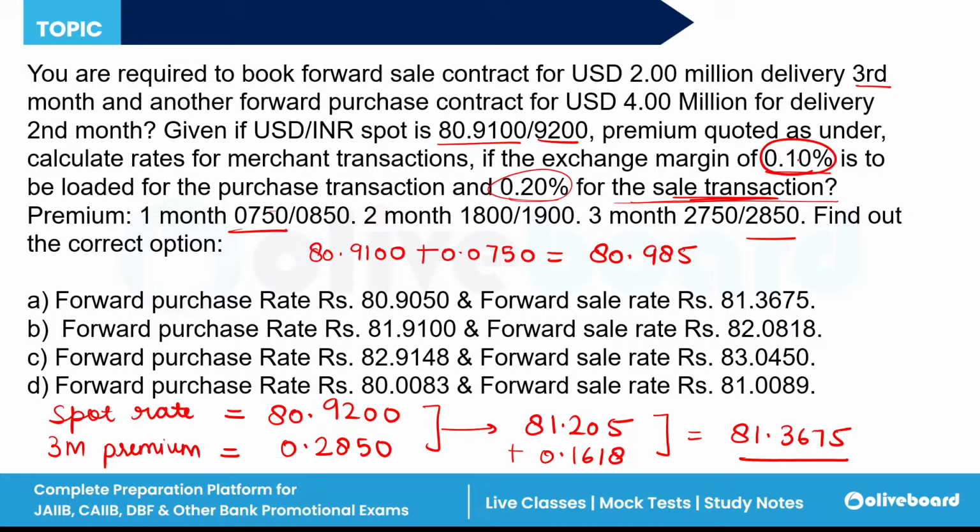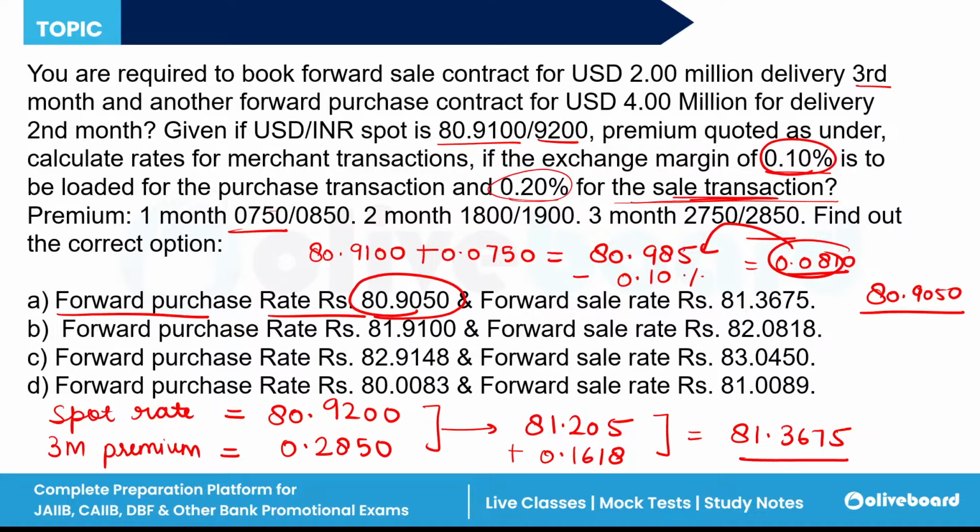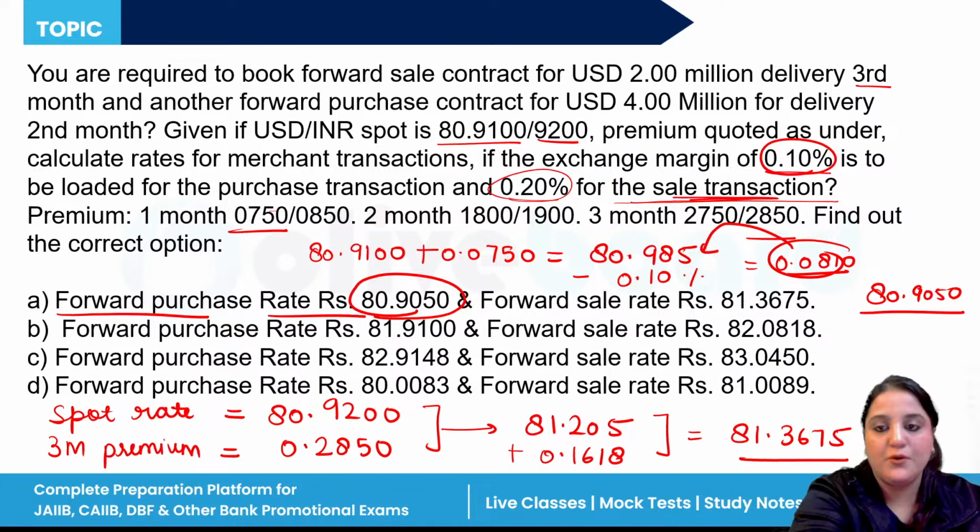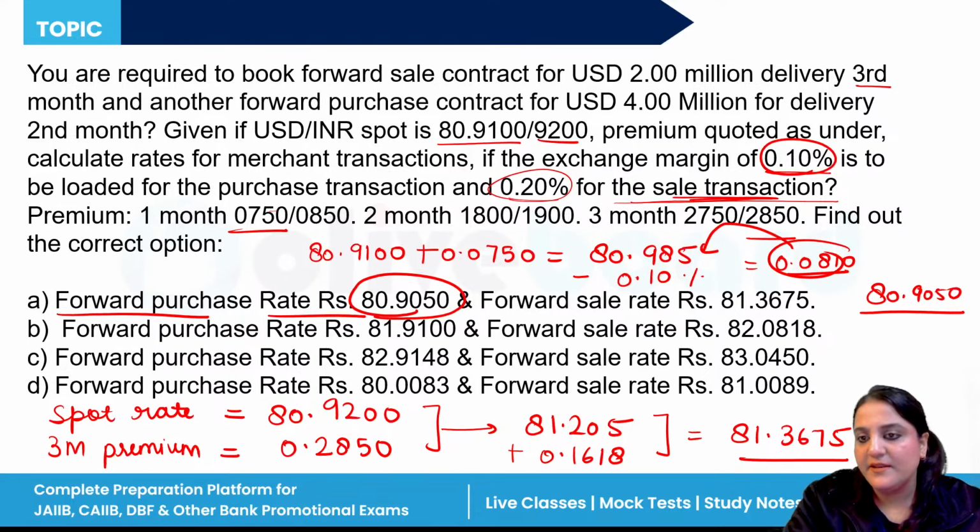So now subtract that 0.10% margin for the purchase transaction. We have to subtract the margin in that case. That is equal to 0.0810. After subtracting this from this, we got 80.9050 after rounding off. So the forward purchase rate is 80.9050 and forward sale rate is 81.3675.